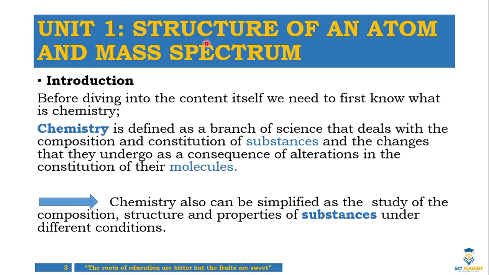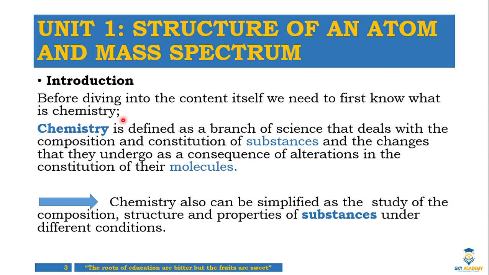This is unit 1. It is called the structure of an atom and the mass spectrum. But before diving into the content itself, we need to first know what chemistry is. Those senior 4 students, even though they have learned chemistry from 3 years back, some don't even know what chemistry is and what it deals with, because they learned it in senior 1, where they were not even entering into the content itself.